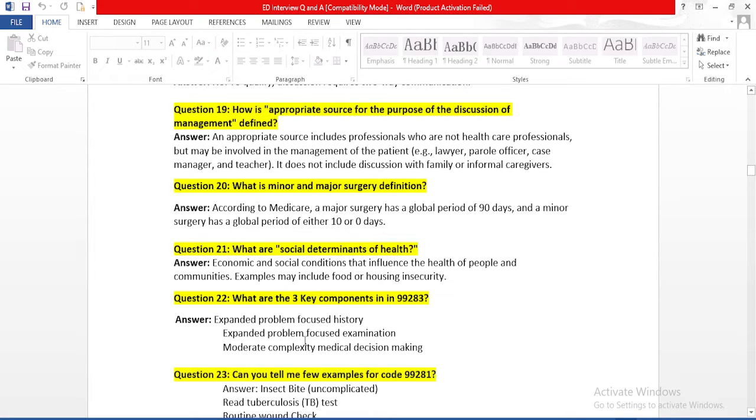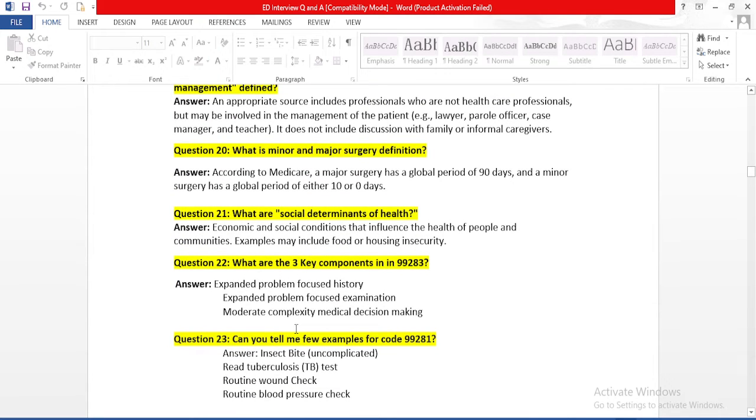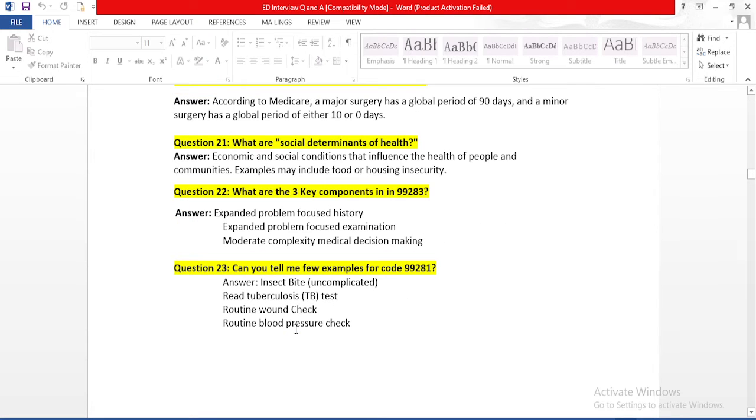So next question, what is the minor and major surgery definition? According to Medicare, a major surgery has a global period of 90 days and a minor surgery has a global period of either 10 days or 0 days. Next question, what are social determinants of health? Economic and social conditions that influence the health of people and communities. Examples may include food or housing insecurity.